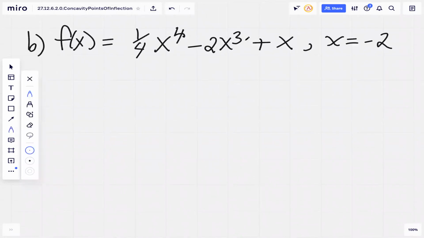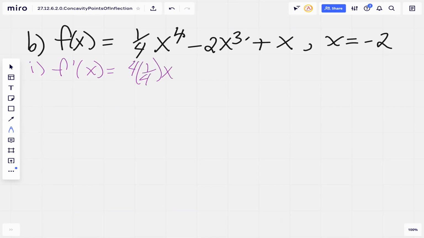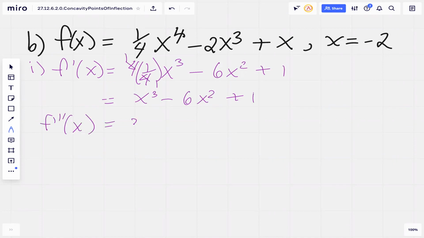Let's pick another color. Be different. So we need to start with the first derivative and then find the second. Okay, let's do this. We're going to take the first derivative. Let's clean this up a little bit. Our 4's cancel out. We're left with x cubed minus 6x squared plus 1. Second derivative equals 3x squared minus 12x. Good.